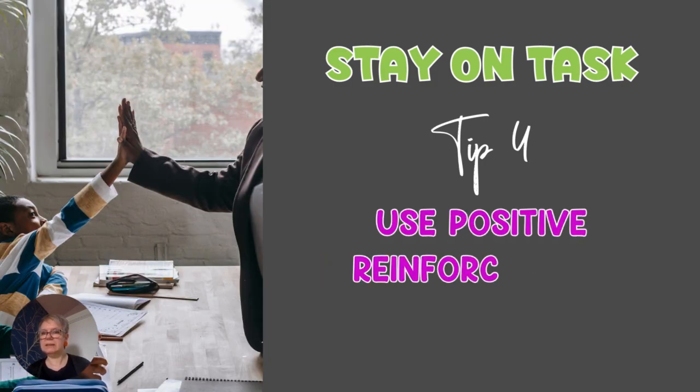Stay on task. Tip 4. Use positive reinforcement. Reinforcing positive behaviour can encourage students to stay on task and motivate others to do the same. Here are 3 ways to do this.